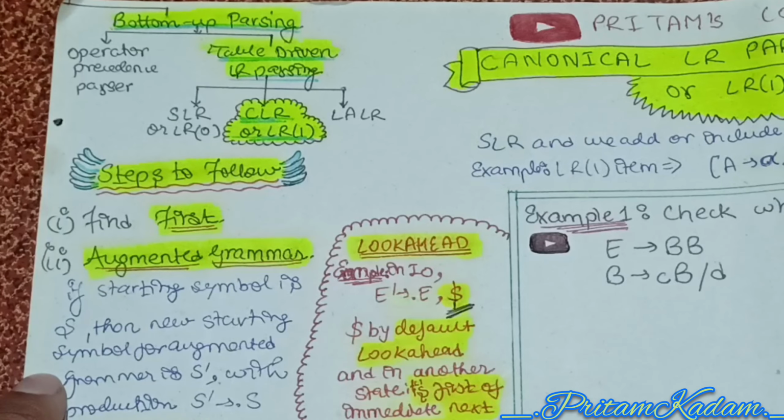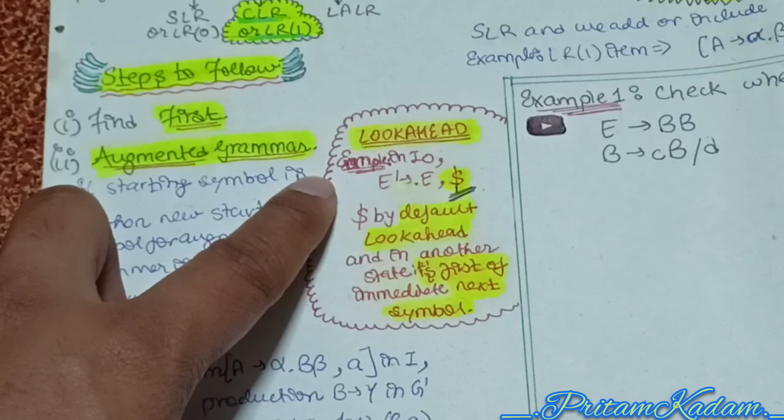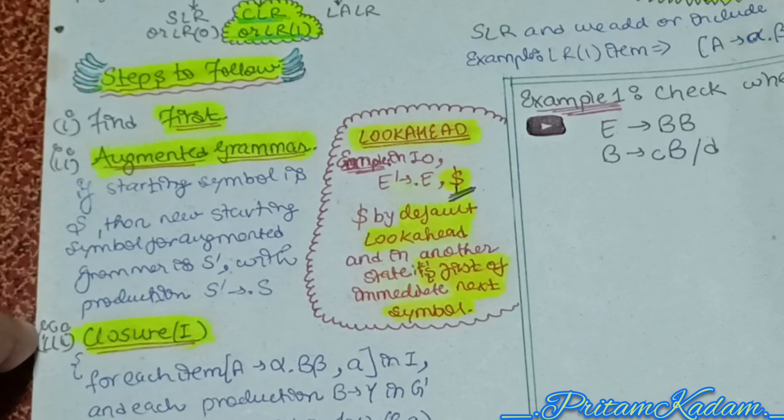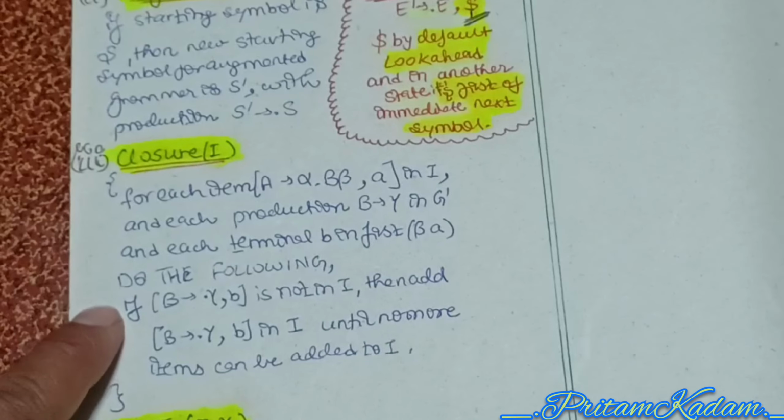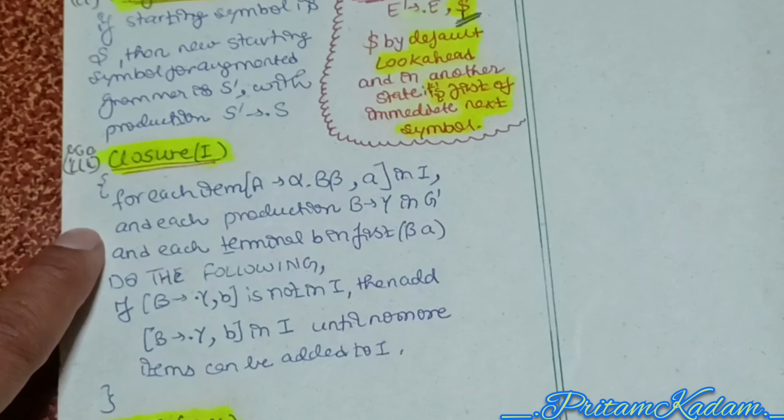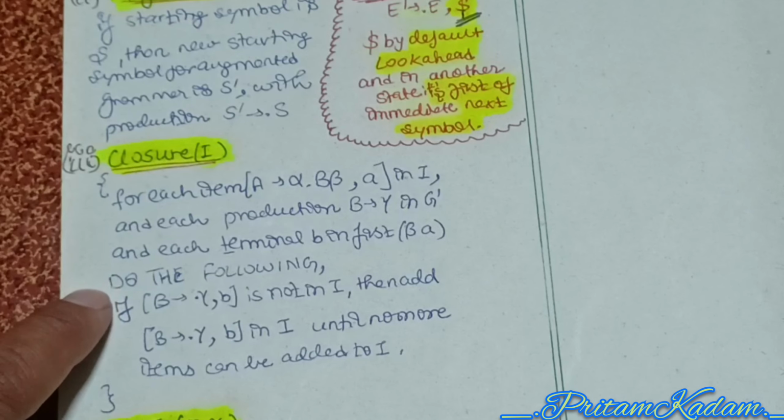As you know, CLR is a bottom-up parser under table-driven LR parsing. First of all, you have to find the first of all the non-terminals and terminals. The first of a terminal is the same as the terminal. Then we have to make the augmented grammar with the lookahead, and dollar is the first lookahead after the augmented grammar's first production. You will get to know about this in the example. Then we will write the closure part, which states that if there is a non-terminal after the dot and its productions are not included in the closure, then we will write those productions.